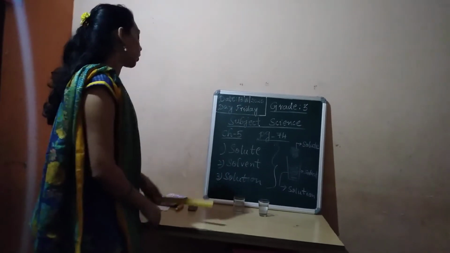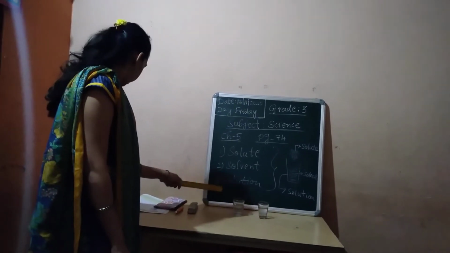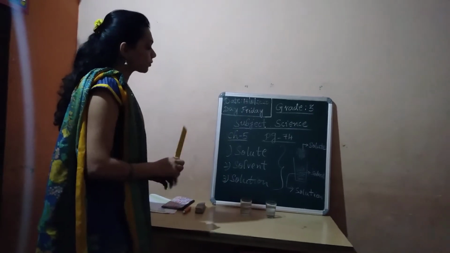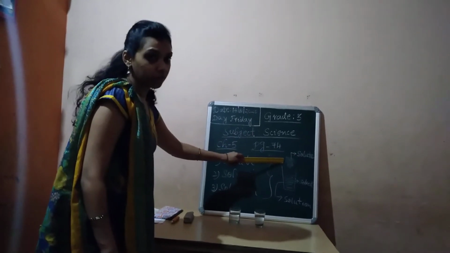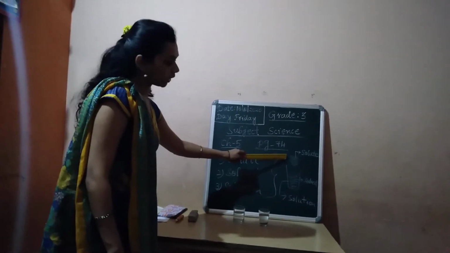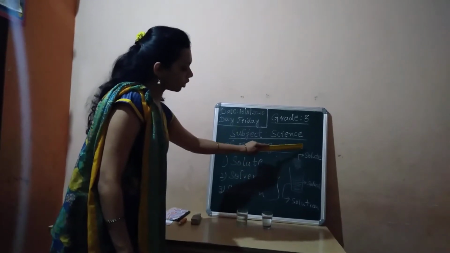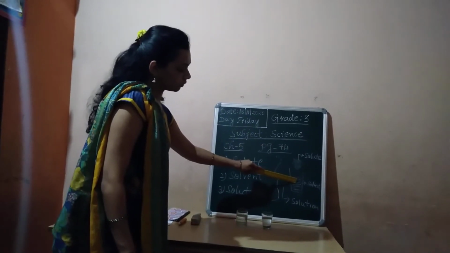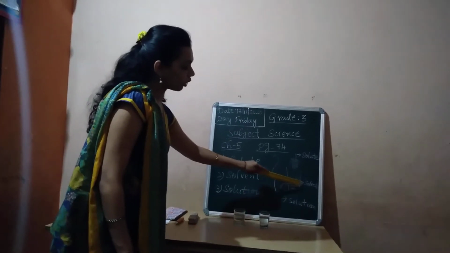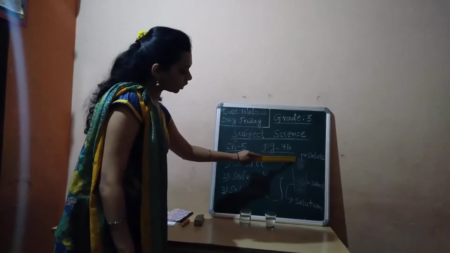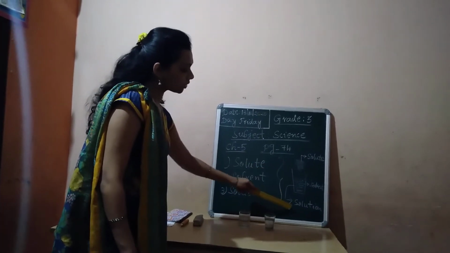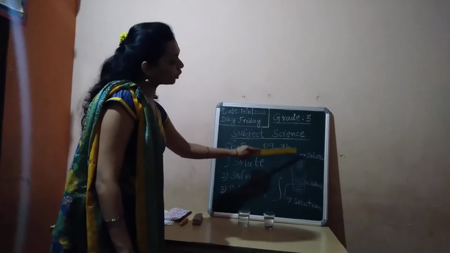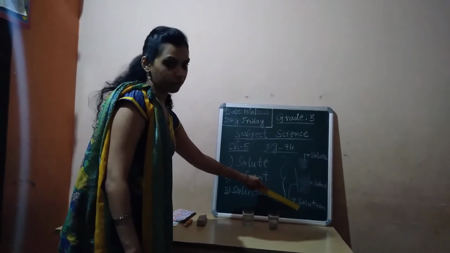Are you clear? I'll repeat again. We are going to see about solute, solvent and the solution. What is this solute? Solute is nothing but the substance, maybe sugar, mud, salt, whatever we are taking. That substance we call solute, and the liquid, water, which we have taken, we call solvent, and the mixture of both the solute and the solvent we call solution. So when we mix the solute with the solvent, we get a solution.